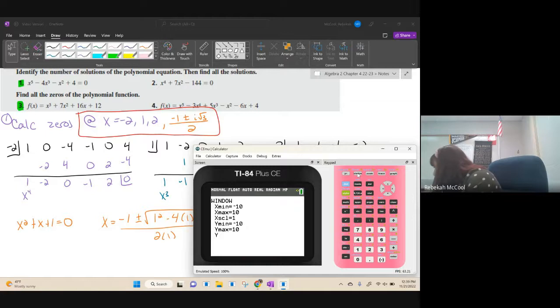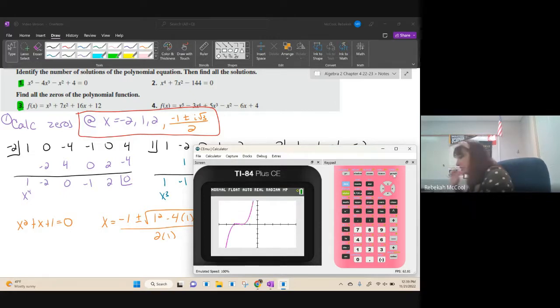Let's change our window. Let's make this -5. Oops, wrong one. Minus instead of negative. -5 to +5, both directions there. We can zoom in a little bit. Okay, so what I notice here is that it looks like it is crossing at x is -3 and is actually tangent at x is -2. So if you just looked at the table, you'll just see those two solutions.